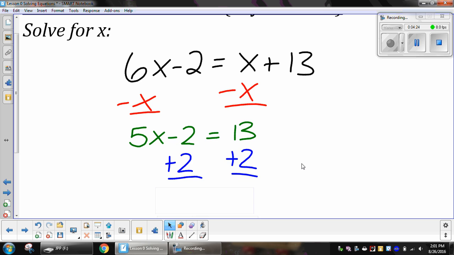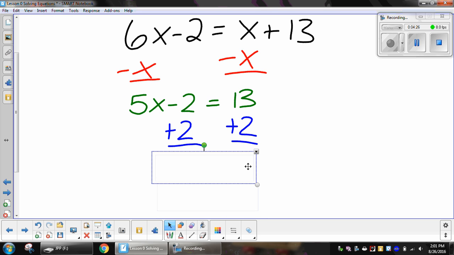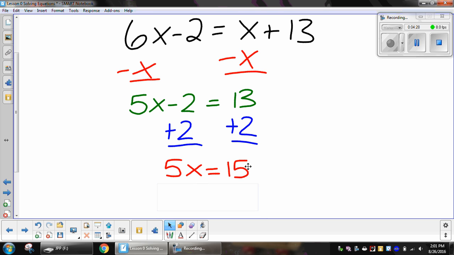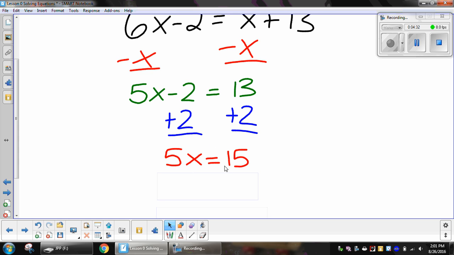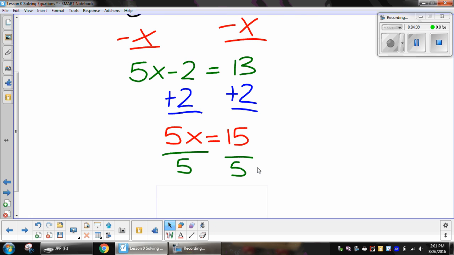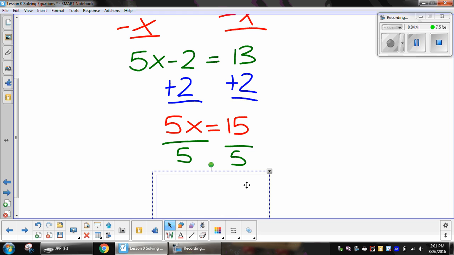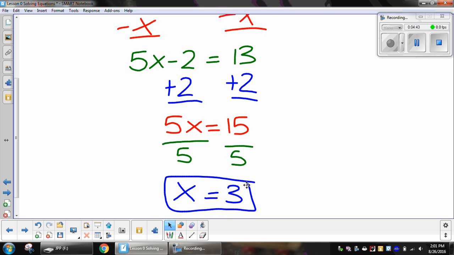So now I'm going to add 2 to both sides to cancel out the minus 2 here. And now to get x by itself, I divide by the number that's in front of it, which is 5. I do that on both sides of the equation, and I end up with x is equal to 3. So go ahead and check your work against mine. If you made a mistake somewhere, see if you can find where it is, and if not, you can always ask me in class.